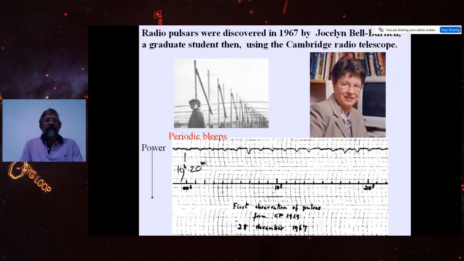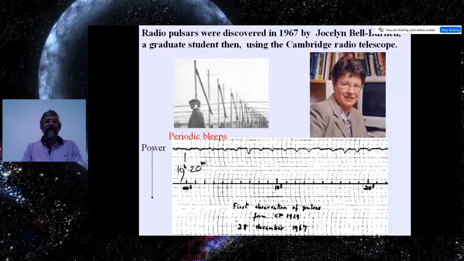Of course, as most of you will already know, this story began in 1967 when Jocelyn Bell, then Jocelyn Bell Burnell, was a graduate student at the Cambridge Radio Telescope, and her aim was to study twinkling of radio sources. Twinkling not caused by the atmosphere as in optical, but caused by qualitatively similar phenomena, because of the electron density irregularities in the interplanetary medium.